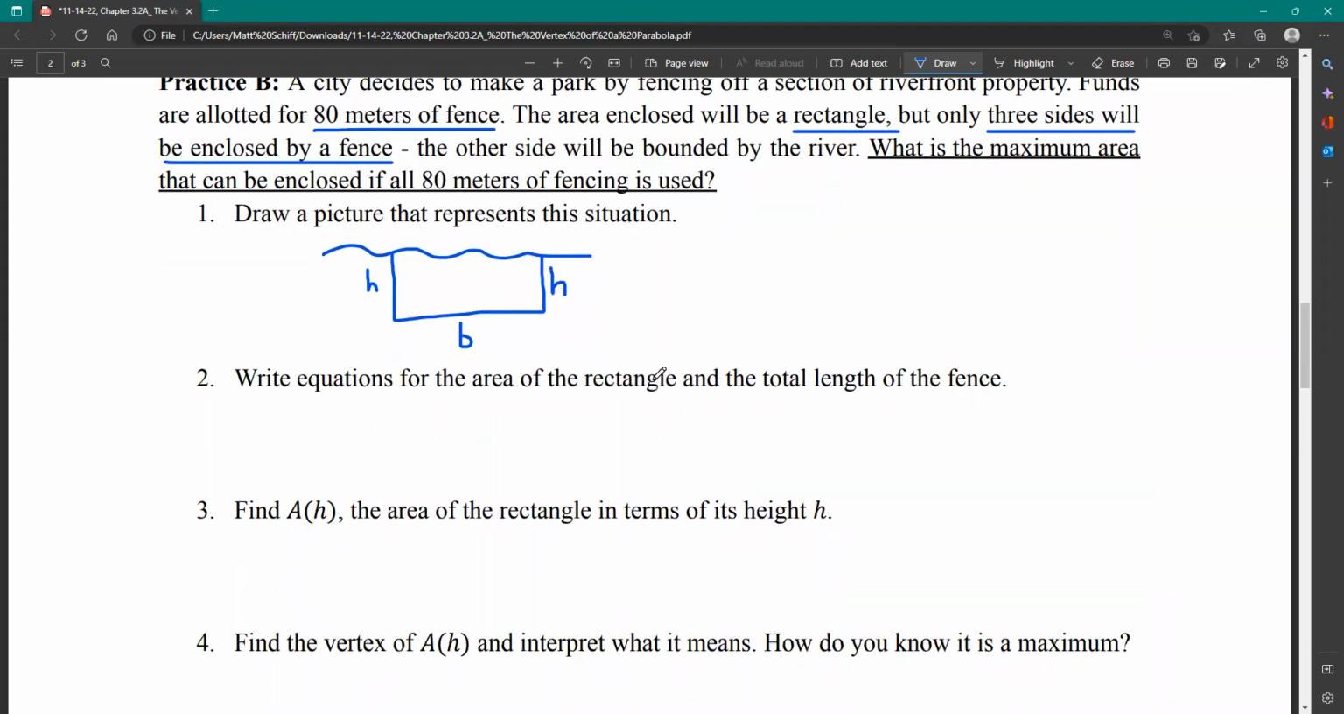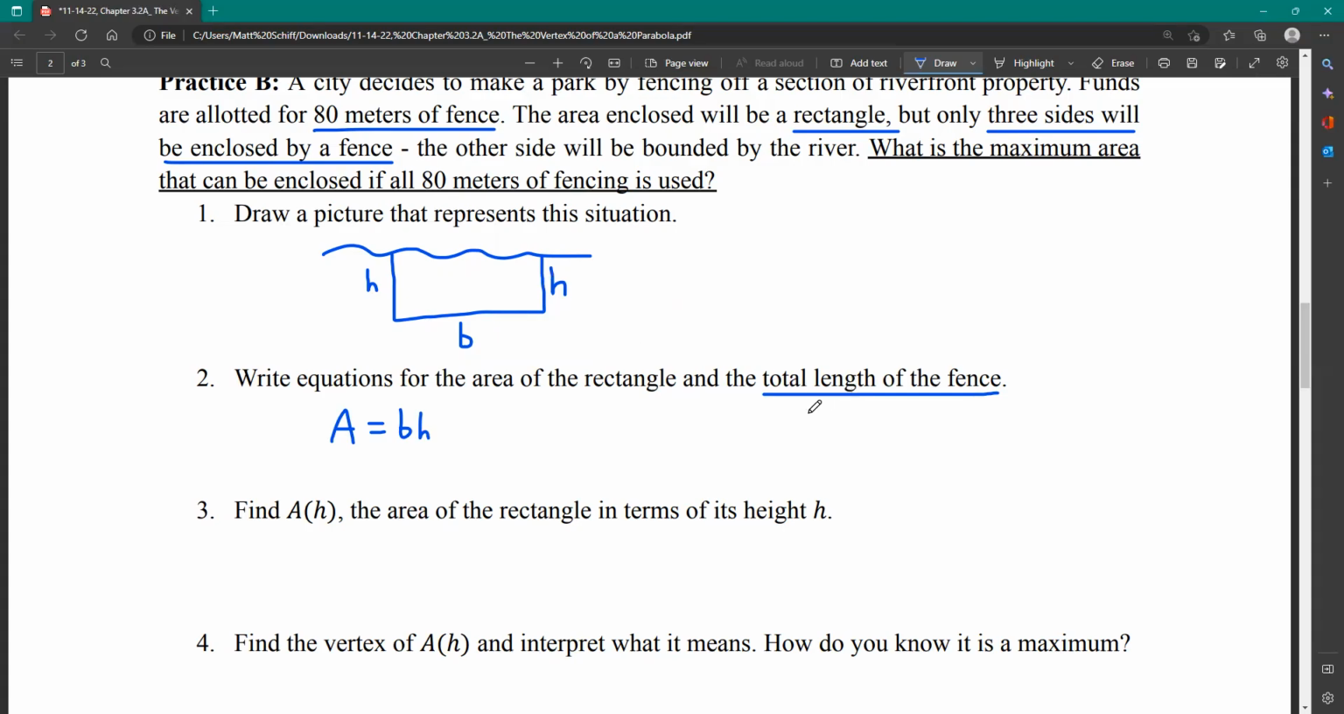Now our goal is to maximize area, so we need an area equation. The area of a rectangle is well known. Based on the figure, the area is just base times height. So it's good that we know the formula, but the bad news is this is in 2 variables. It's really hard to work with equations that are in 2 variables. So to turn into 1 variable, we also need an equation for the total length of the fence, which we know is 80, right? We're using all 80 meters of fencing.